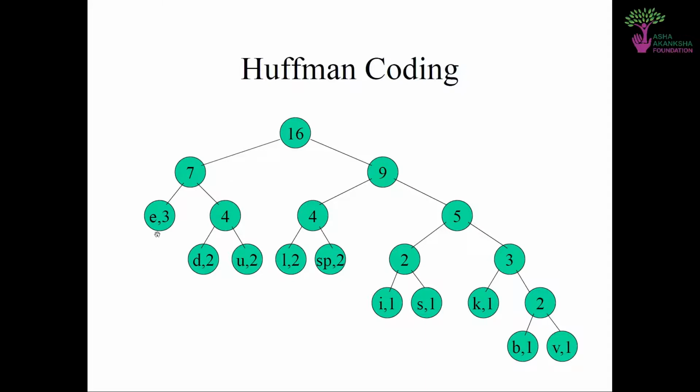So if we count up the entire string, we see that we have 16 characters including spaces. So 3 plus 2 plus 2 plus 2 plus 2 plus 1 plus 1 plus 1 plus 1 plus 1, it adds up to 16.